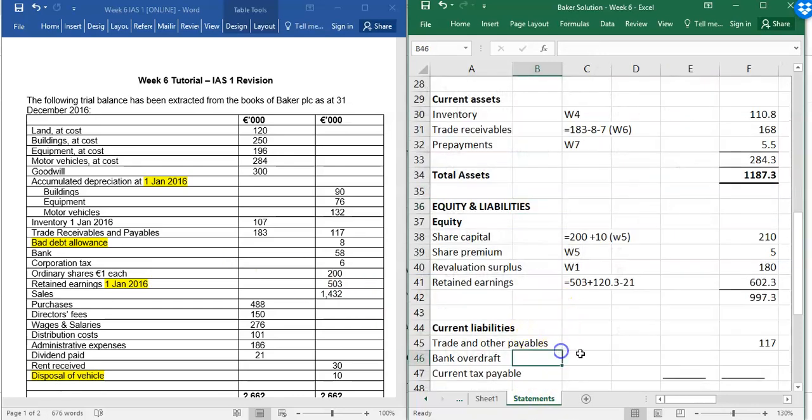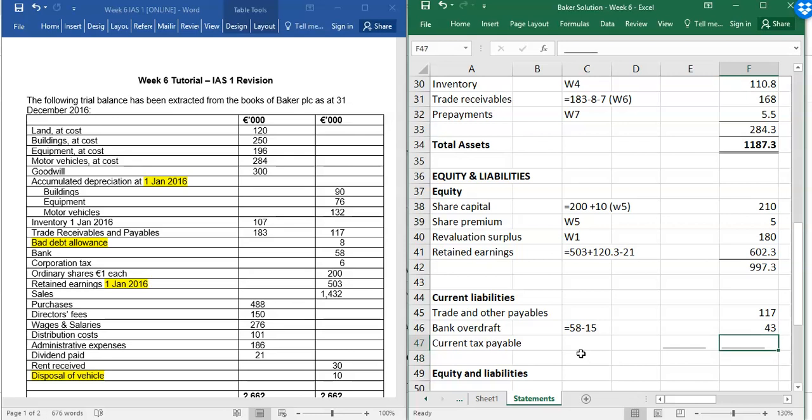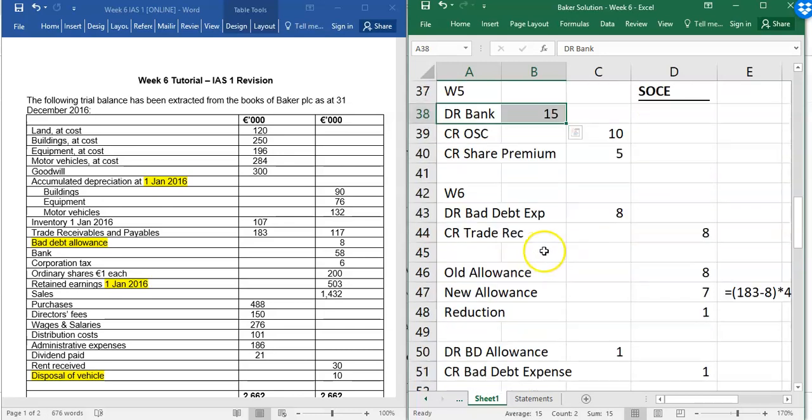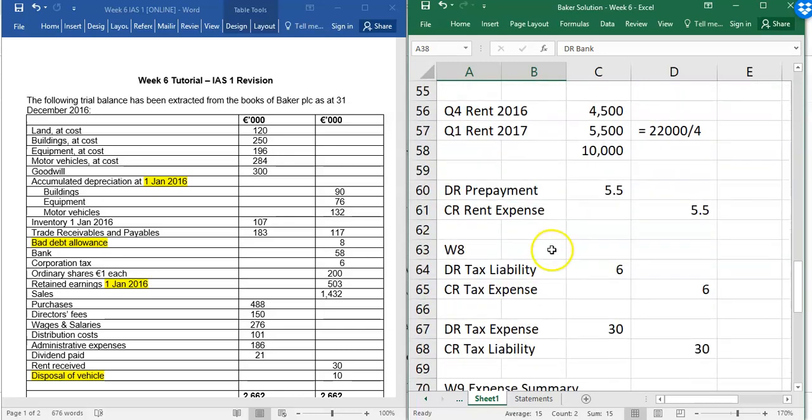So this is going to be 58 minus 15, because money coming into the bank reduces the overdraft. So your bank overdraft is now 43. And your current tax payable, just be careful, we had an opening balance of 6 from our trial balance. In working 8 then, we reduced the liability by 6 and we increased the liability by 30.